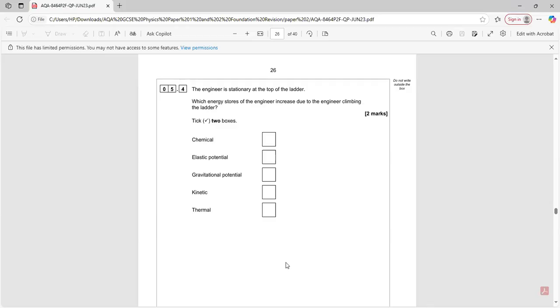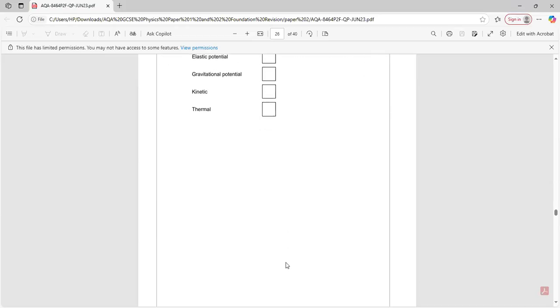still, as it's going up, it's increasing. As it goes each rung, it's increasing. But as he moves one leg to the next rung, we can talk about kinetic energy. That's not the one we're talking about. It says which one increases due to the engineer climbing the ladder. Remember, energy store. So it is gravitational potential. Thermal is out of the picture. That's heat.